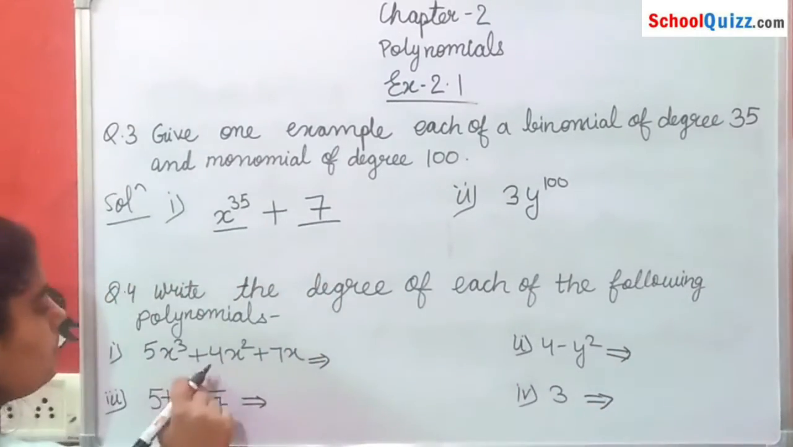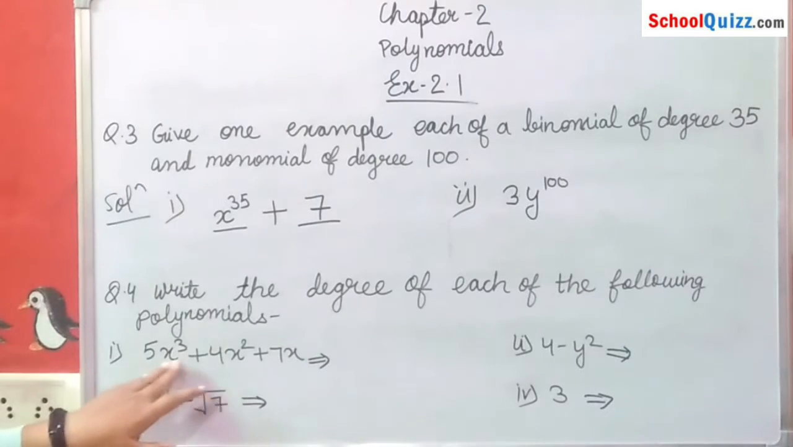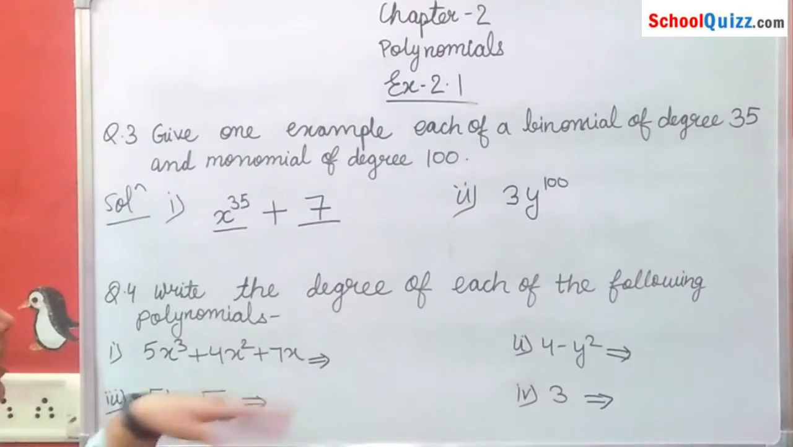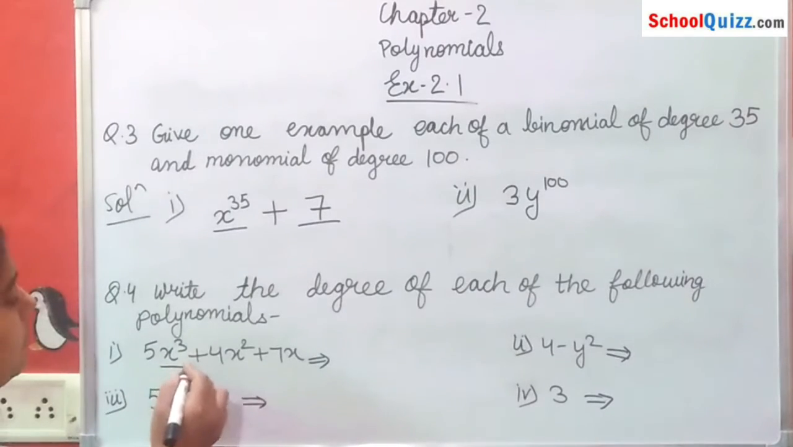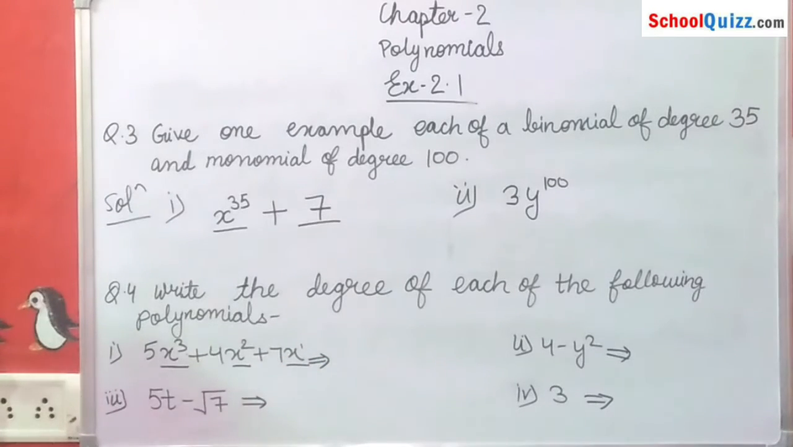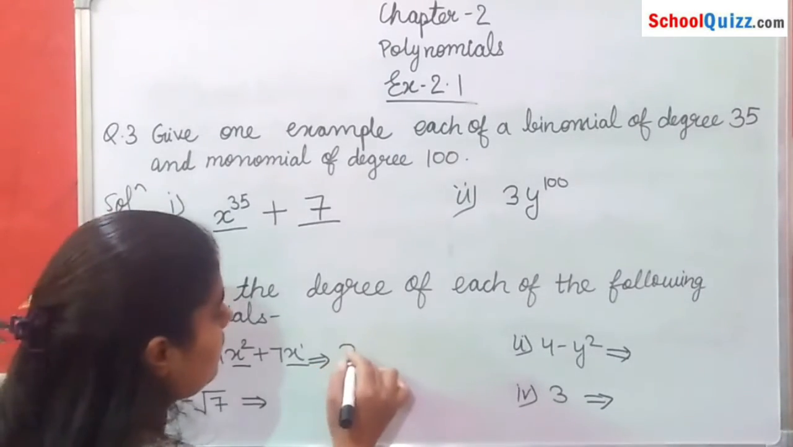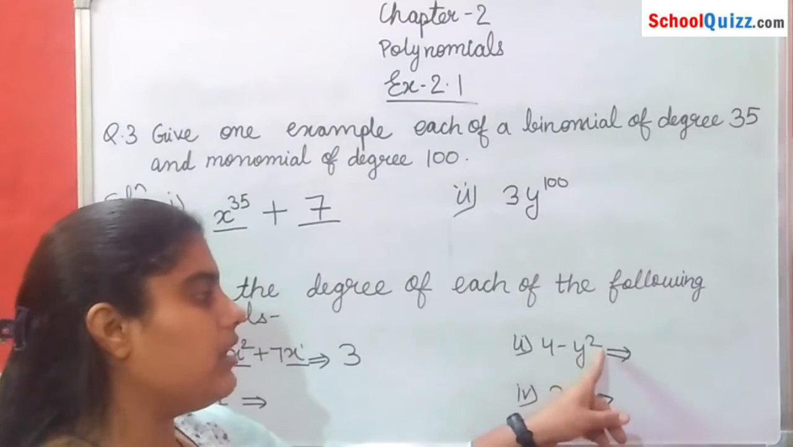So in the first question, what is the variable given here? In the first question the variable is only x. There are three terms: 5x cube, 4x square and 7x. Now the variable is only x, so we have to see which variable has the highest power. The first one has the power 3, the second has power 2 and the third one has power 1. So the highest power is of this one. So what is the degree of this polynomial? The degree is 3.